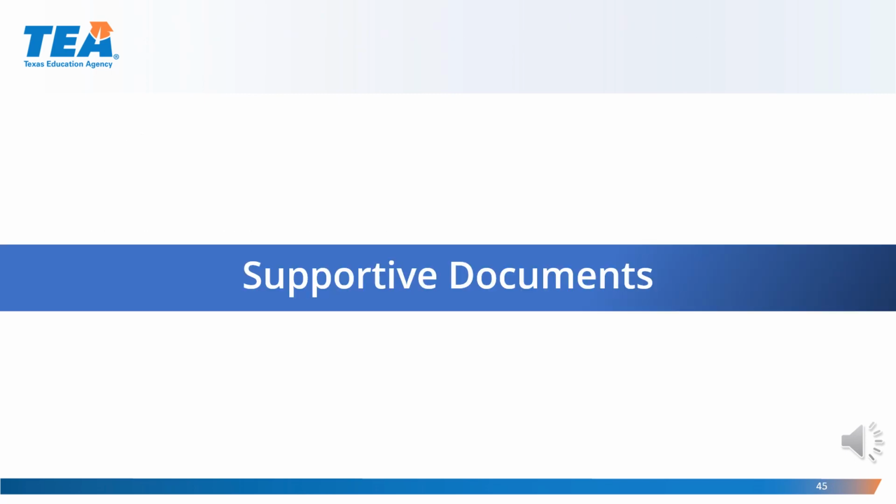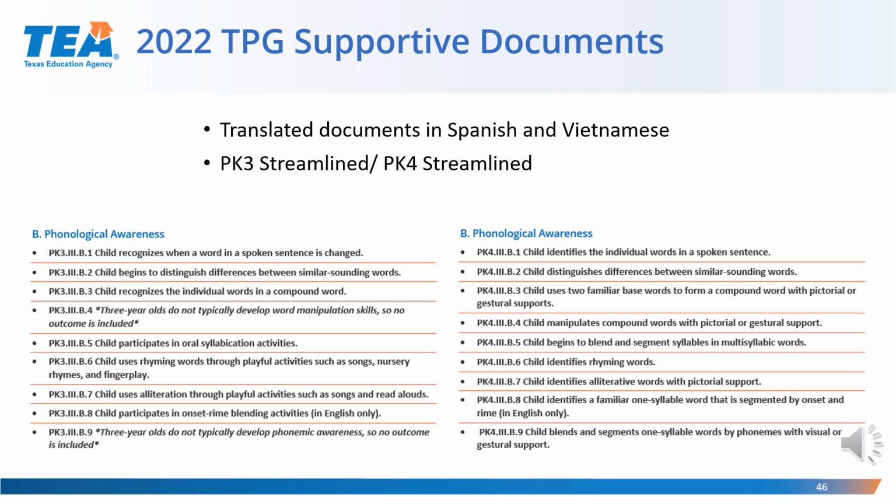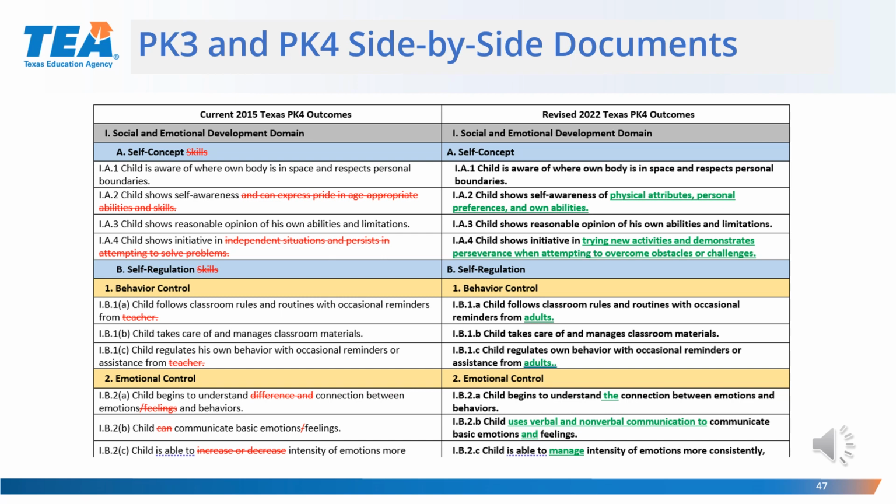Supportive documents. There are several supportive resources that align to the pre-kindergarten guidelines. These include translated documents in Spanish and Vietnamese, and PK3 streamlined and PK4 streamlined versions of the guidelines as pictured in the slide. All changes made from the 2015 Texas Prekindergarten Guidelines to the 2022 Texas Prekindergarten Guidelines have been created on a side-by-side document, one for PK3 outcomes only and one for PK4 outcomes only.